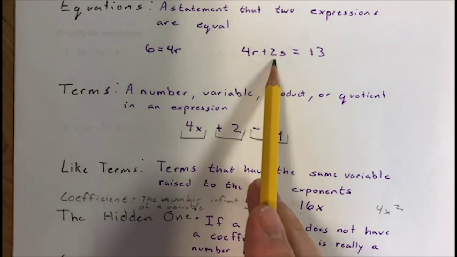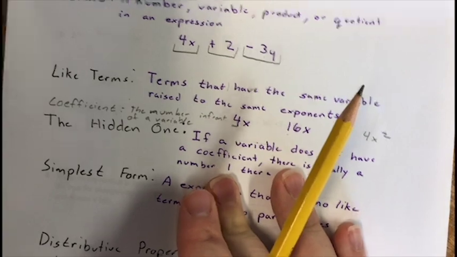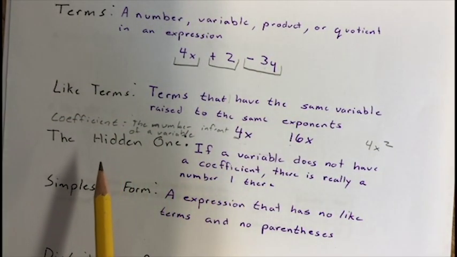The coefficient for this term would be 2. Coefficient for this is 4. Now, this is why I mentioned coefficients, because this is something that tricks a lot of people up. Again, this is one of those rules. You just got to know, I call it the hidden one.